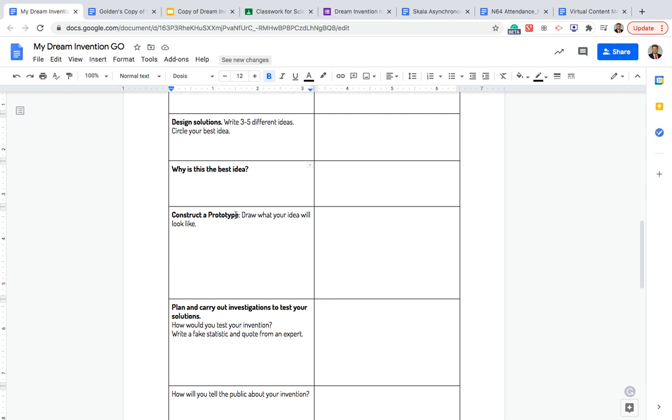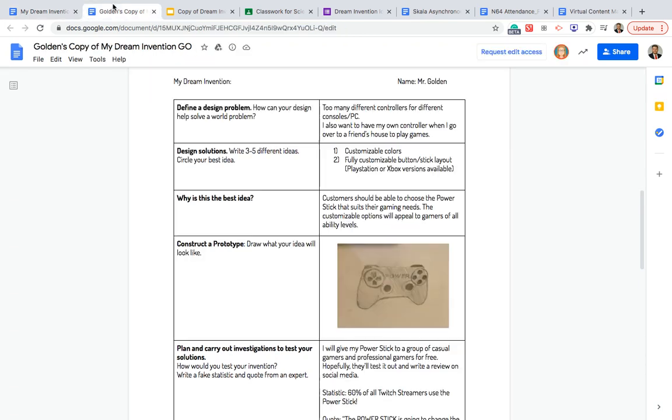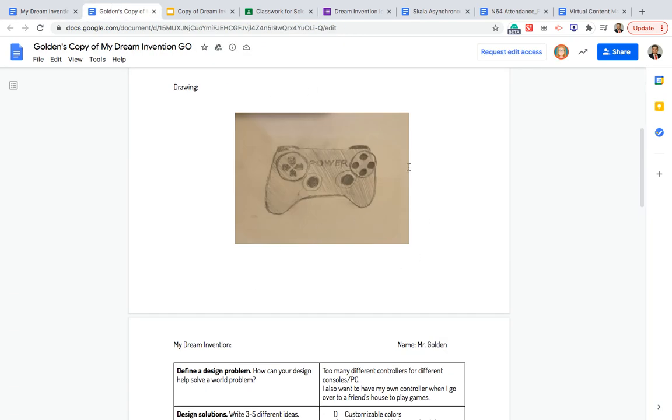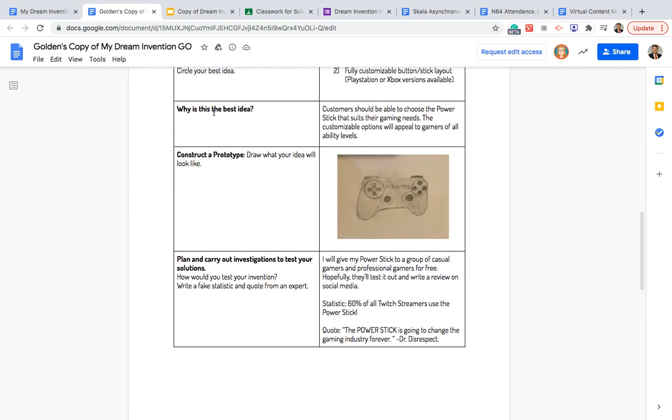And then we have already constructed our prototype. So we're going to take that picture that we put right here from our drawing and just copy it and paste it right in there. You'll see Mr. Golden did the exact same thing. This is his drawing of the power stick, and then he just put it right there. The next part is how we can plan and carry out an investigation to test your solution. How would you test your invention? And we're going to write a fake statistic and quote from an expert.